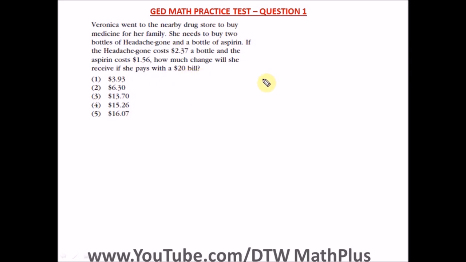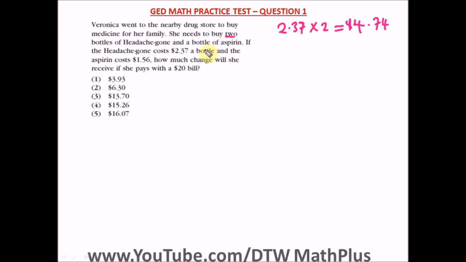Okay, so how much change will she receive if she pays a $20 bill? So we need to know the total amount she's going to spend. And that's the amount of 2 bottles of headache gum and 1 bottle of aspirin, okay? And we know that the cost of 1 bottle of headache gum is $2.37. So let's know the cost of two, to buy two. So we have $2.37 times two. If we multiply this, punch in your calculator, you should get $4.74, okay?